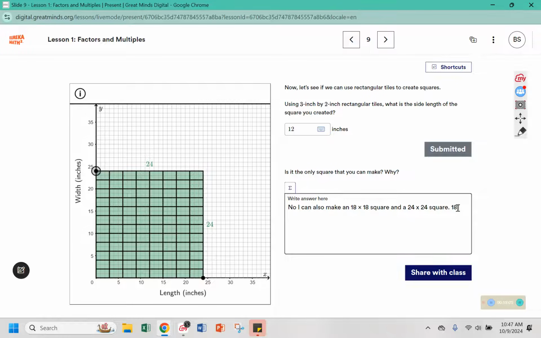18 is a multiple of both 3 and 2. 3 times 6 is 18, and 2 times 9 is 18. Same goes for 24. 3 times 8 is 24, and 2 times 12 is 24. So they are multiples of both numbers.